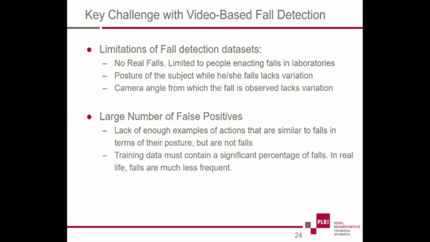The second problem is that of false positives. Fall detection datasets do not contain enough examples of people performing actions that are similar to falls but not falls. These actions are likely to be incorrectly identified as falls by any vision-based methods. In addition to this, the training data must contain a significant percentage of falls, whereas in reality, falls are much less frequent.